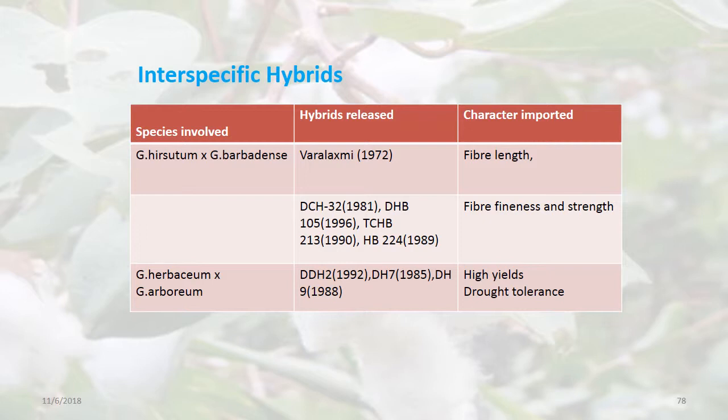Gossypium hirsutum into barbadense gave rise to Varalakshmi during 1972. It was improved for fiber length. Then DCH32, DHB105, TCHB213, HB224 were for fiber fineness and strength. Then herbaceum into arboreum, the hybrids developed were DDH2, DH7, DH9, all were for high yield and drought tolerance.